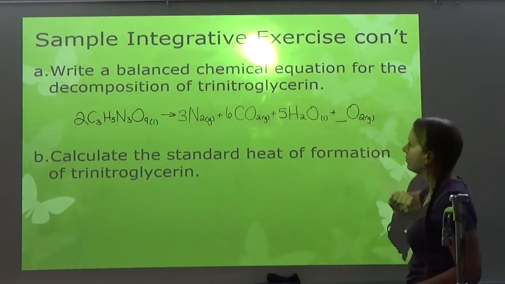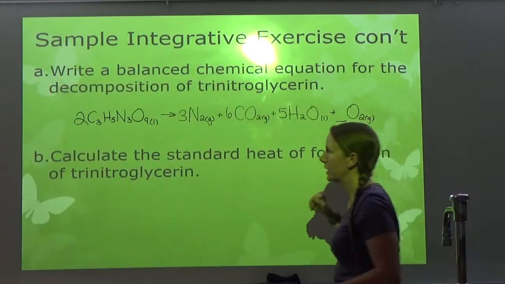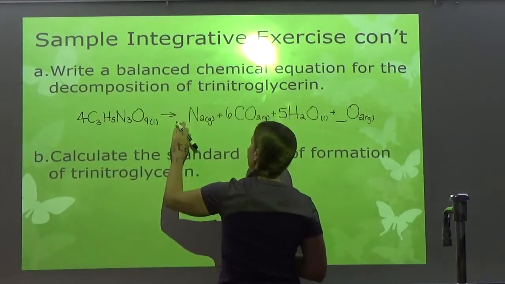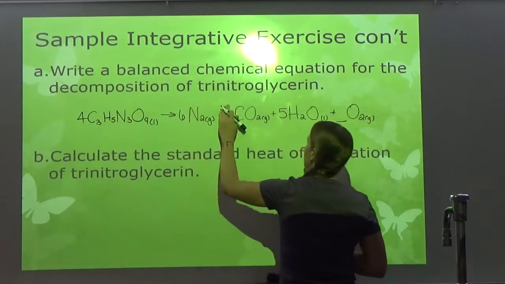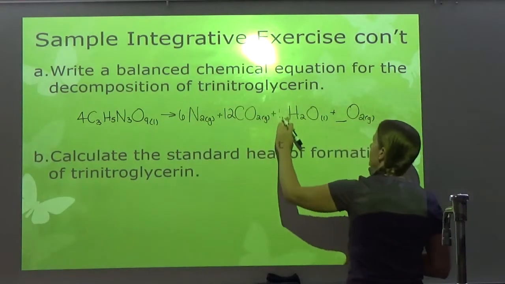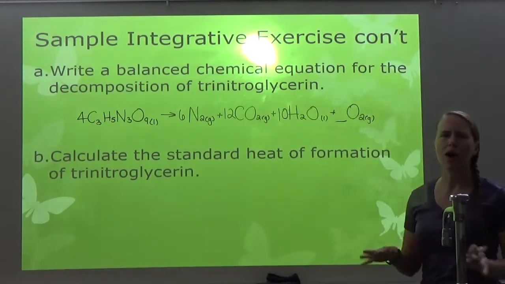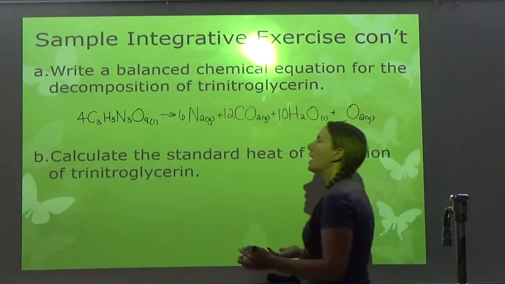So remember, we don't know what goes here, so I'm not going to do anything with that blank yet. So let's change this to a 4, this to a 6, this to a 12, and this to a 10. All right, so we've doubled everything, so hopefully we can get rid of that whole odd even thing. All right, so now let's look at oxygen.